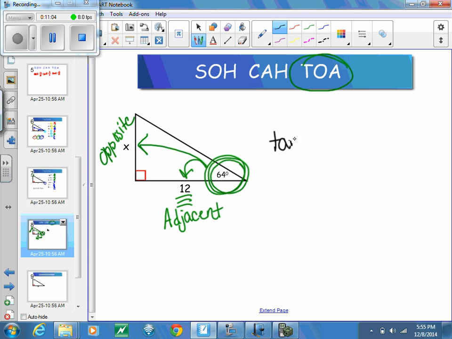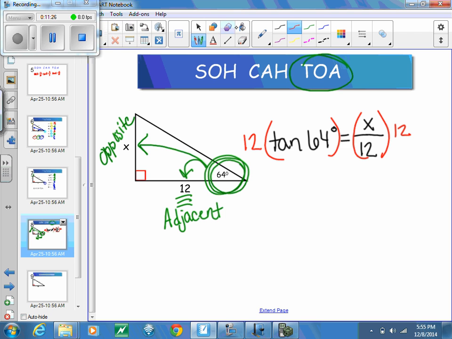I have the tangent of 64 degrees is equal to the opposite side of x over the adjacent, so x over 12. What I'm now going to do is solve for x. Solving for x, I'm going to multiply both sides of my equation by 12. And here's where your calculator is now going to come into play, because we cannot answer this in our heads. We're going to have to use our calculator for it.